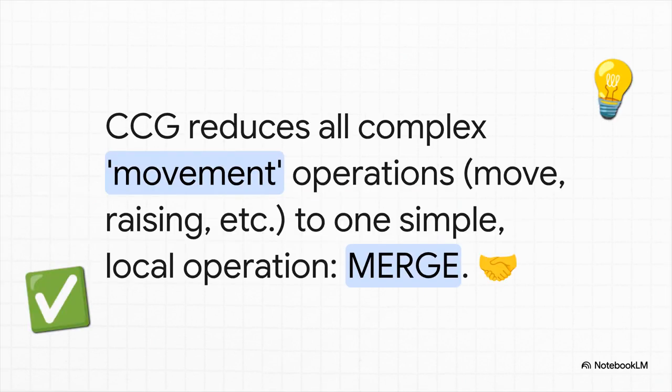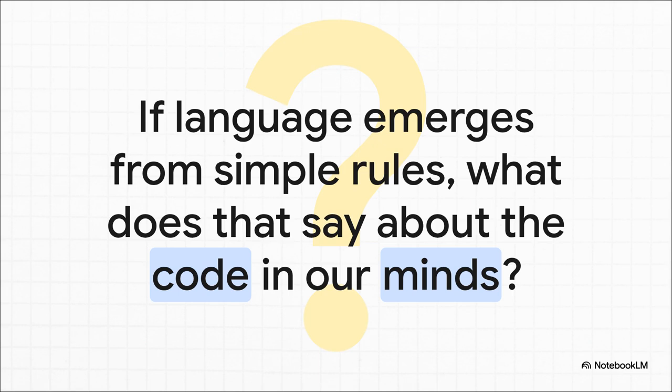And really, this is the ultimate punchline. All of those complex ideas, movement, displacement, raising, they can all be boiled down to one single, simple, local operation, just combining 2 things that are right next to each other. It's a profound simplification of what grammar truly is, which leaves us with a final, pretty mind-bending thought. If language, one of the most complex things we do, can be built from such simple and elegant first principles, what does that suggest about the code that's running in our own minds? It suggests the operating system in our brains might just be far more elegant than we ever dared to imagine.